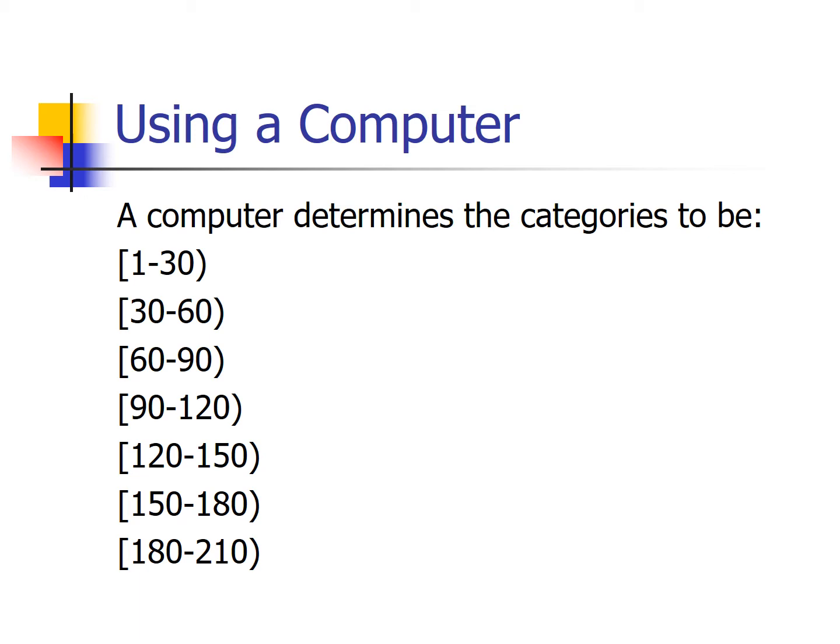We actually don't need to go as high as 210, but as I mentioned before, we want to keep our categories the same width. To make them the same width, I need to go from 180 to 210, because all the categories have a width of 30.